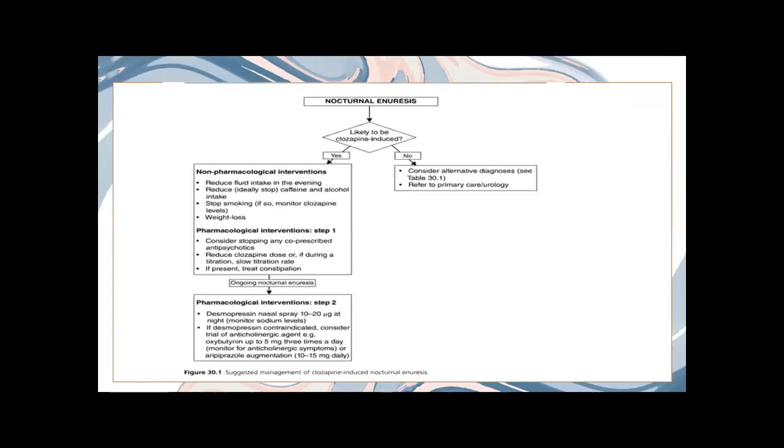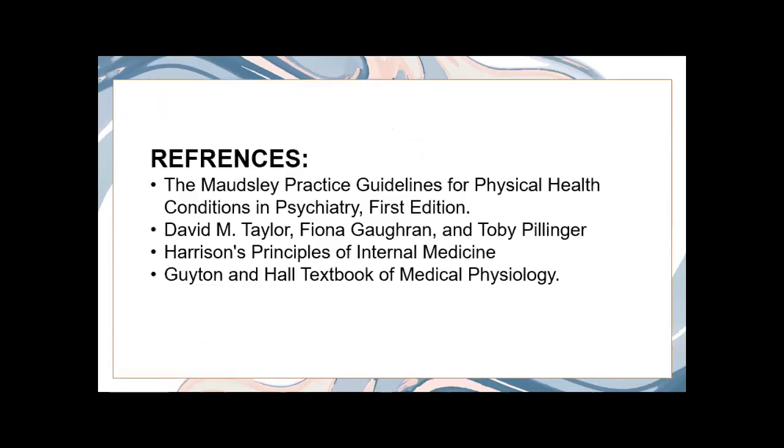Now, this is a flow chart showing the approach in case of nocturnal enuresis. Since it is mainly because of clozapine, we can take two measures: non-pharmacological or pharmacological intervention. It has been discussed earlier by me. If it is not caused by clozapine, consider an alternative diagnosis and refer to primary care or urology. These are the references.